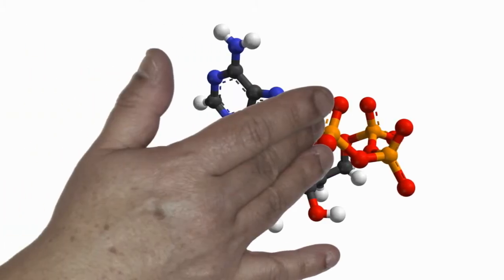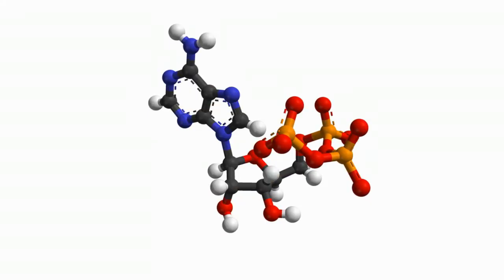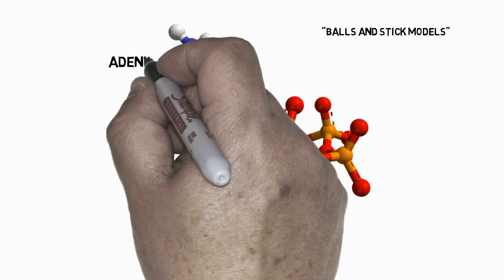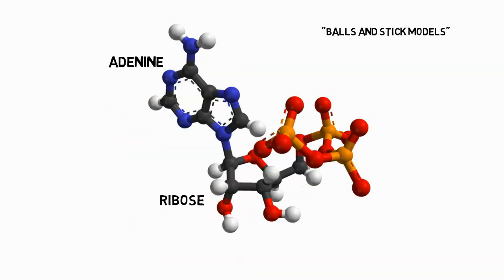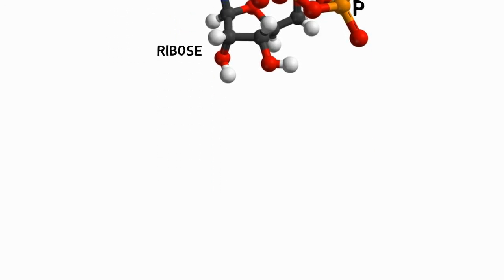Also, sometimes we see ATP represented as ball and stick models. We can see what an ATP molecule actually looks like. If we are familiar with these kinds of molecular models, we could easily recognize the base adenine, the sugar ribose, and where the three phosphate groups are. But that is if we are familiar with ball and stick models.